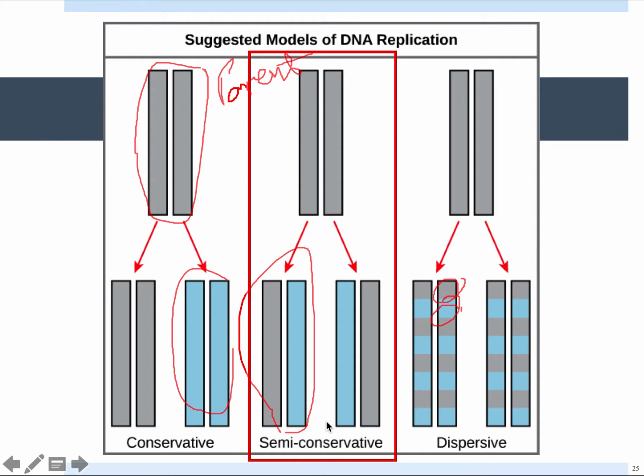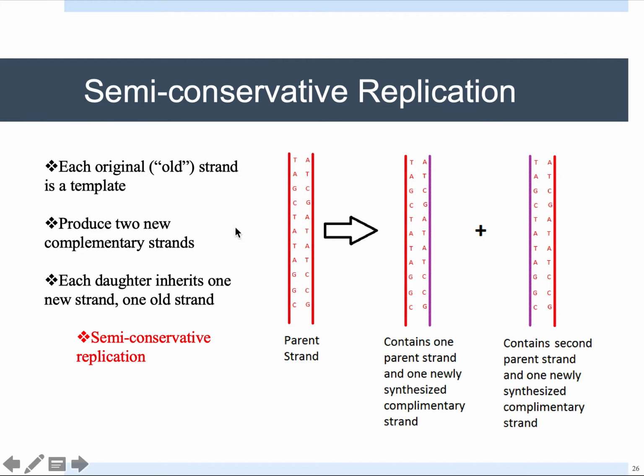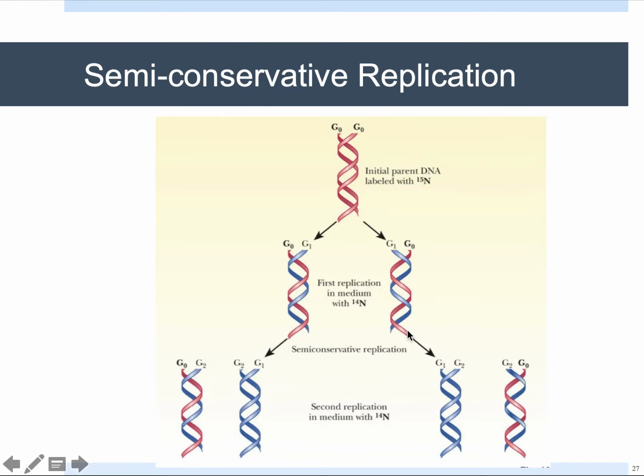The semi-conservative model is the correct one, so that you would have the original parent strand and each of them becomes a copy. So they will separate. So you have this and this. These are the old strands. Copies will be made, T, A, T, G, C, complementary and antiparallel. And then the offspring will contain half the genetic material from the parent. Okay.